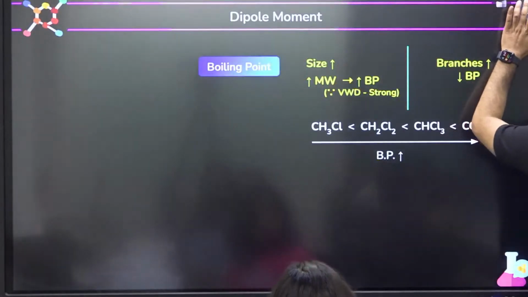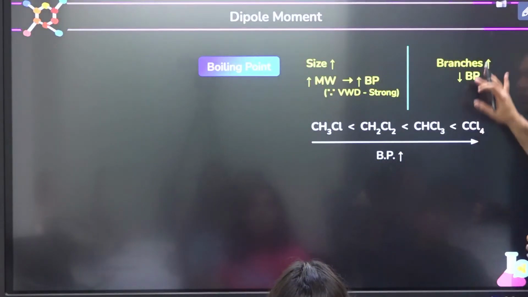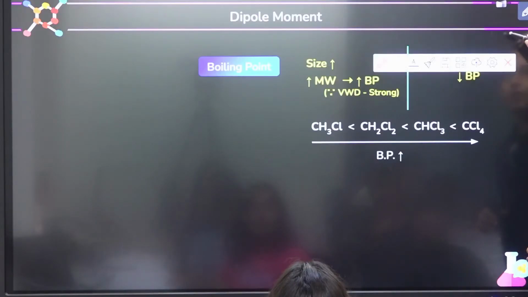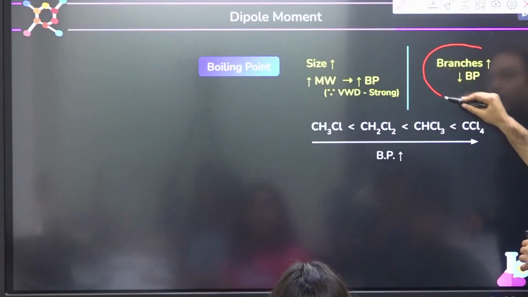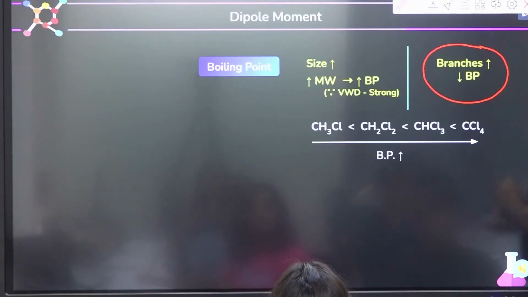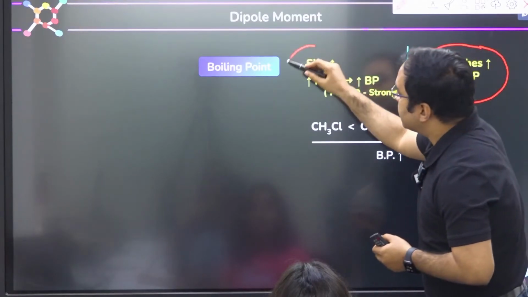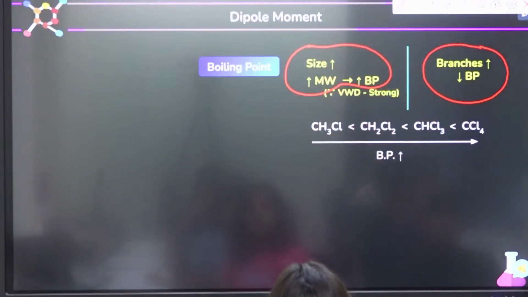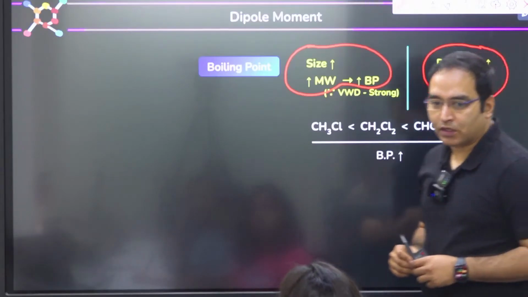Can I move further? So this is clear. More branches. Look at this part. More branches, lesser boiling point. Note कर लीजिए. Big size, high molecular weight, high boiling point. ये भी note कर लीजिए. These are some thumb rules, some basic rules. Okay. Any issues with this?